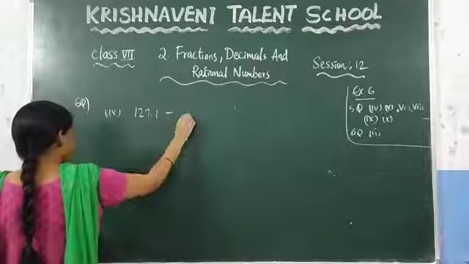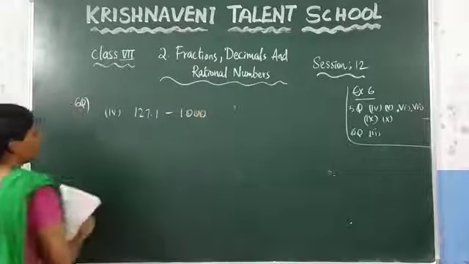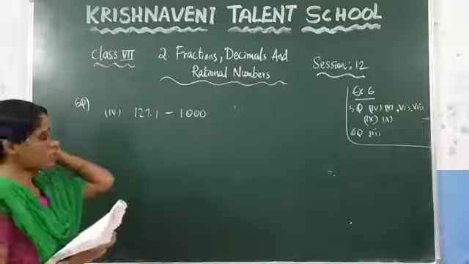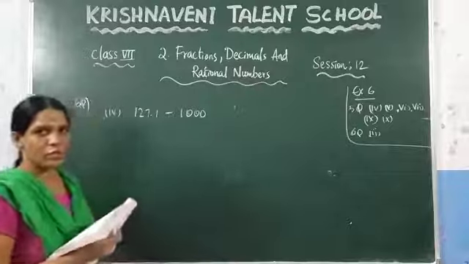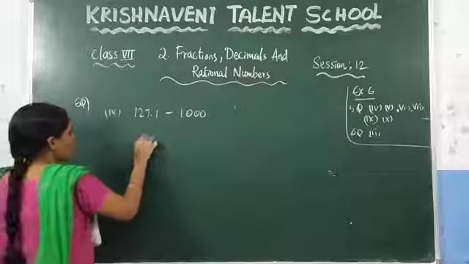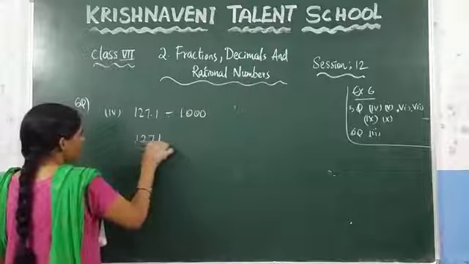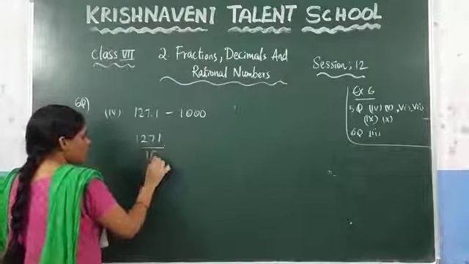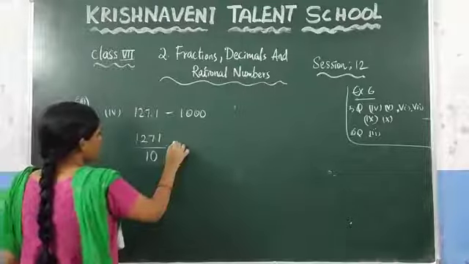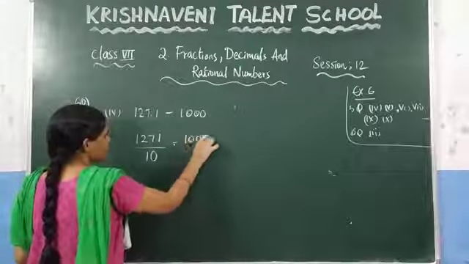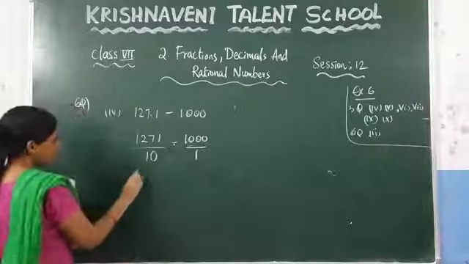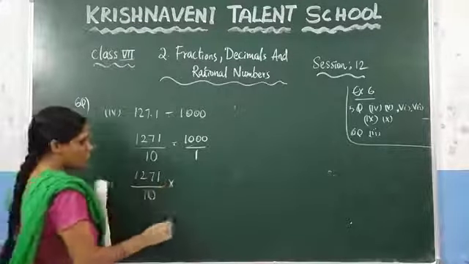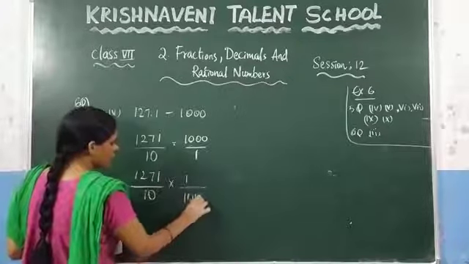127.1 divided by 1000. So here there are two methods. We will solve by using the two methods. And the first method, just do the normal division. How do you solve this one? So you can write this one as 1271 by 10, because after the decimal point one number is there, keep 10. And after that this one you can write it as 1000 by 1. Now change this division into multiplication. So just reverse the number, what you get here is 1 by 1000.